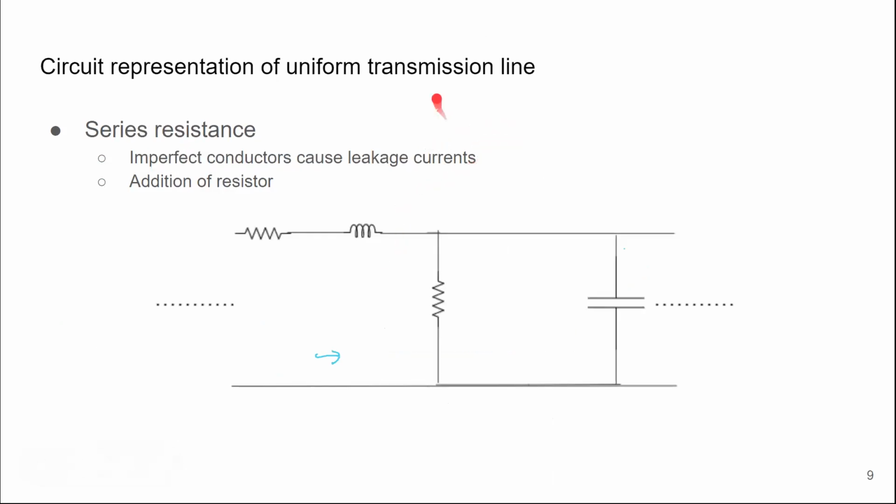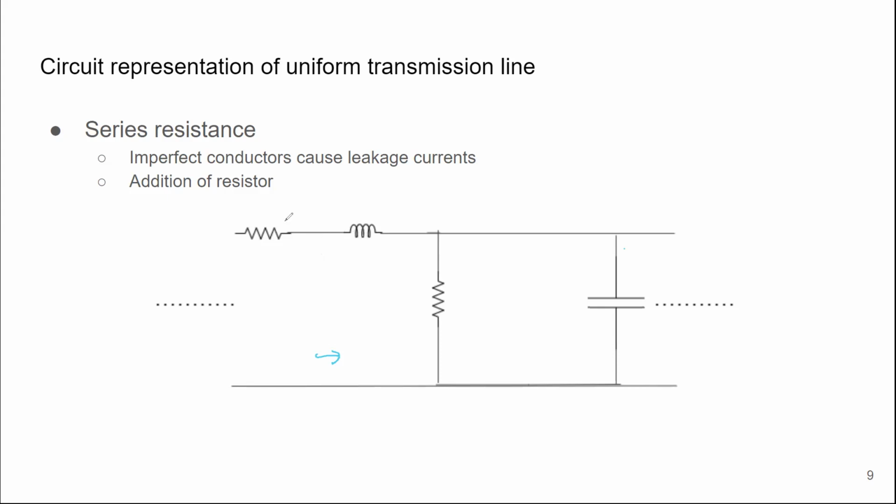Next, we consider the last component that is added to the circuit. Once we consider a conductor, the conductor can be imperfect due to the resistance inside the conductor. In the real world, the conductors are not perfect.